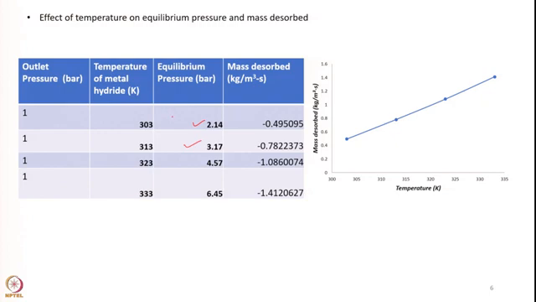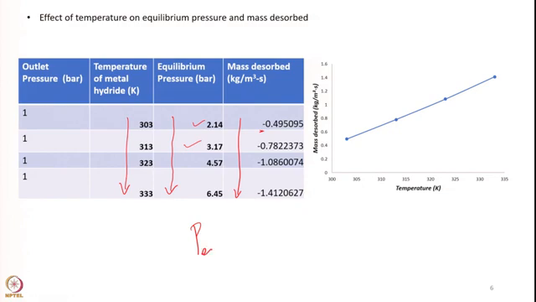3.17. So what we have seen from here is, as we increase the temperature, our equilibrium pressure continuously goes on increasing. If our equilibrium pressure goes on increasing, the mass desorbed from the metal hydride reactor is also increasing. This negative sign indicates the desorption of hydrogen from the metal hydride reactor. So when we increase the temperature, the equilibrium pressure increases and the amount of mass desorbed is also increasing. Why is it happening?